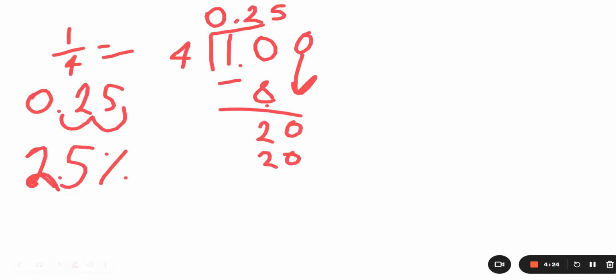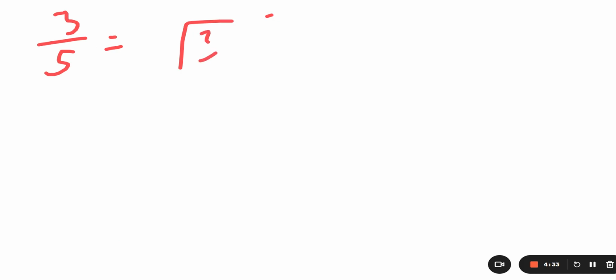All right, let's go here. Let's clear this out. So we have 3 over 5. And we are going to do king in the castle. So 3 goes inside and 5 on the outside. 5 can't go into 3, so we add the 0 and we do this.